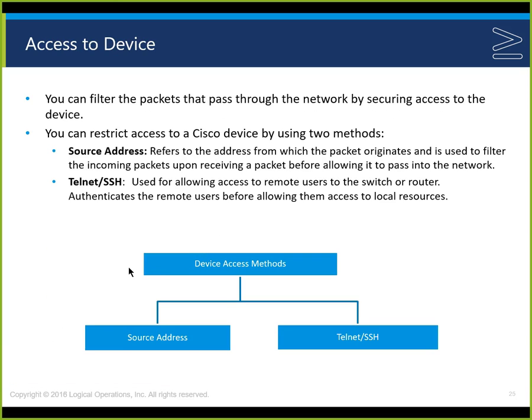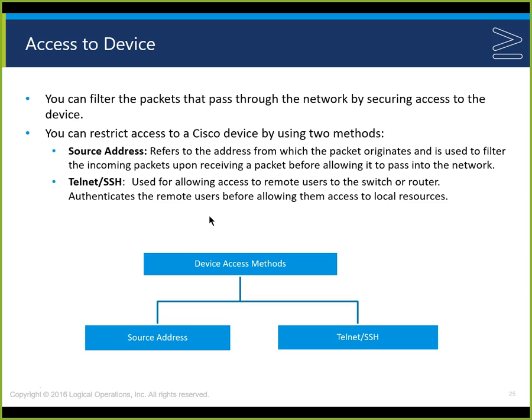Access to the device, the source address, we got that. It's where it came from. We can restrict access by two methods. The source address refers to the address from which the packet originates. Using Telnet or SSH for remote access, we can use an access control list on the virtual terminal, the VTY lines, to restrict remote users to the switch or router.